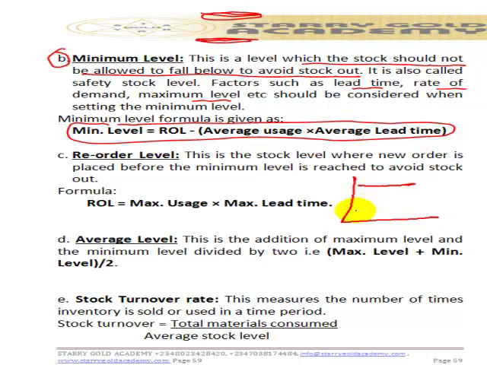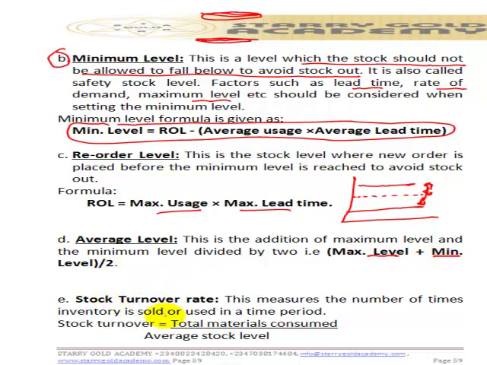Let's say this is the maximum level, this is the minimum level, then the other level should be set somewhere here. So this will be the consumption gap and this will be the delivery gap. So the reorder level is maximum usage times the maximum lead time. Then we have the average level. This is the addition of maximum level and the minimum level divided by 2. That is maximum level plus minimum level divided by 2.